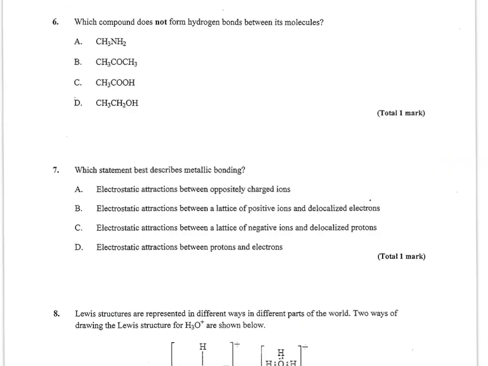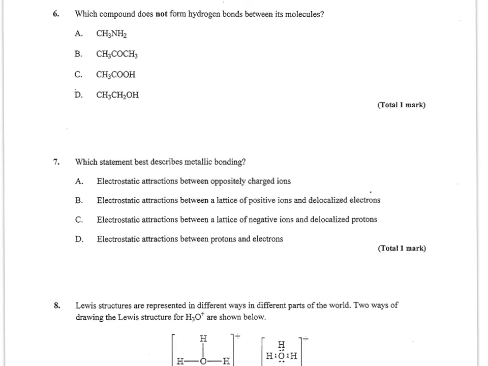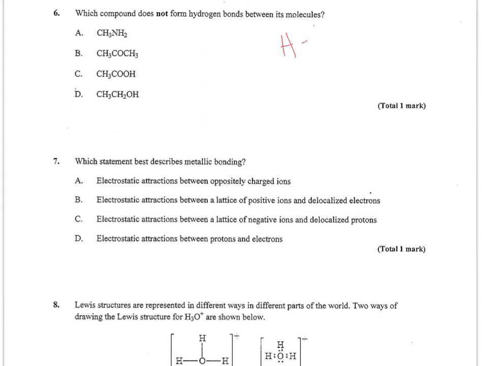Number 6 wants to know which compound does not form hydrogen bonds. So remember, a hydrogen bond is hydrogen with nitrogen, hydrogen with oxygen, or hydrogen with fluorine. So the OH groups here on the end, those are always a hydrogen bond. That's an alcohol group or a hydroxy group. So C and D both do form them. So those are not our good choices. So it's really between these two.